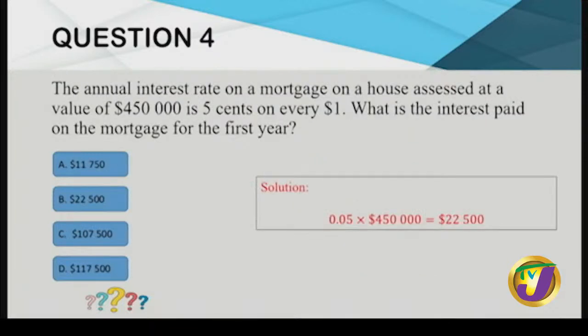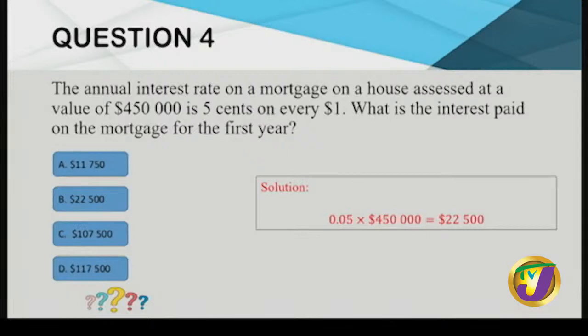All right, so we're moving on to question 4. So the annual interest rate on a mortgage on a house assessed at a value of $450,000 is 5 cents on every $1. What is the interest paid on the mortgage for the first year? And what pops out here to me, interest rate and mortgage. Also in the question, it gives us the information of 5 cents on every $1.